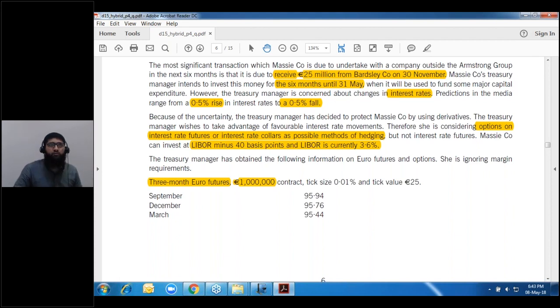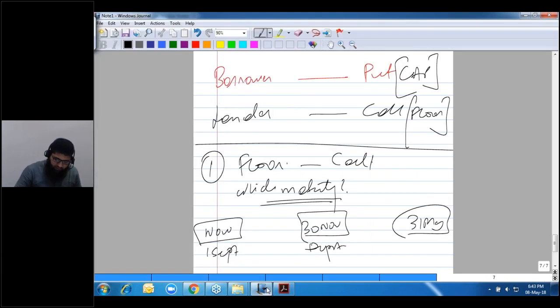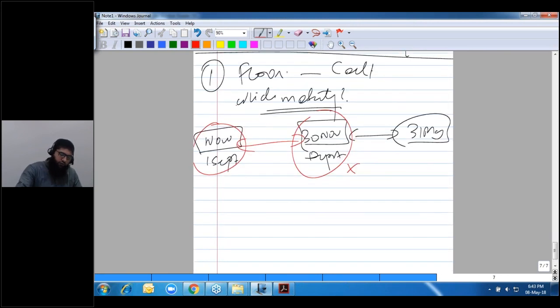Okay, now let's move forward. What has happened is, now is 1st of September. They are going to deposit the money on 30th November for a period of 6 months up till 31st May. So this is the period, now is the date, for which you are facing a risk. Once you have deposited the money, there is no risk.